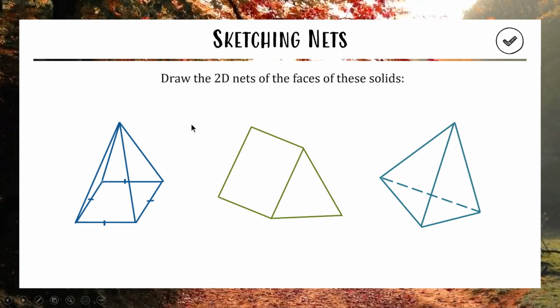To finish off your notes, I want you to have a go at sketching these 3 solids, and then underneath your sketches, I want you to draw what the nets of these solids would look like. What would you be looking at if we unfolded the faces and had a 2D diagram? See how you go. That's the end of today's lesson.